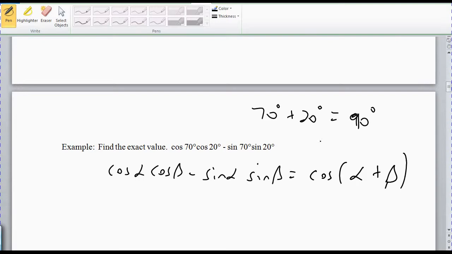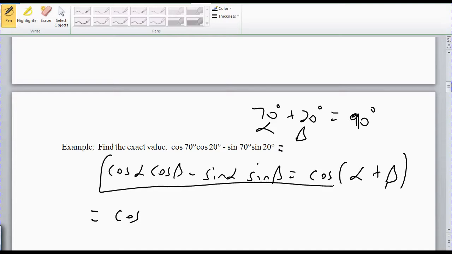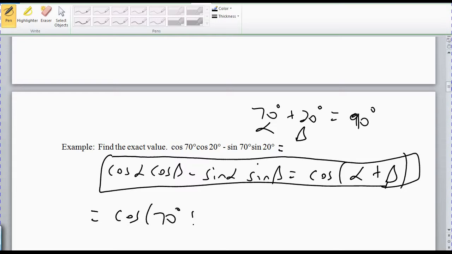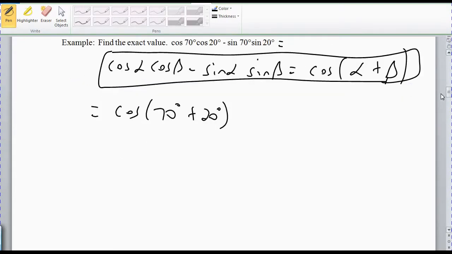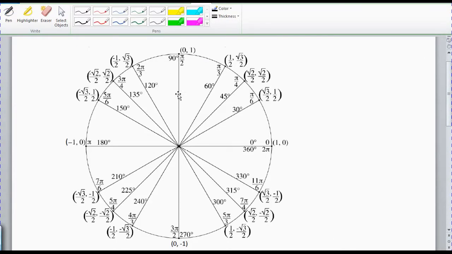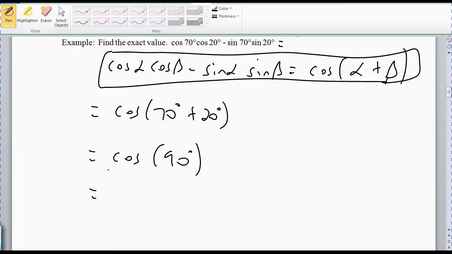And cosine alpha plus beta, I can add. If we call it alpha 70 and beta 20, I can actually add those and use those to verify. All I have to do is add 70 degrees plus 20 degrees, and that equals cosine of 90 degrees, which is the same as pi halves, which is the same as this positive y-axis. Cosine is the x value, so cosine of 90 degrees is 0.